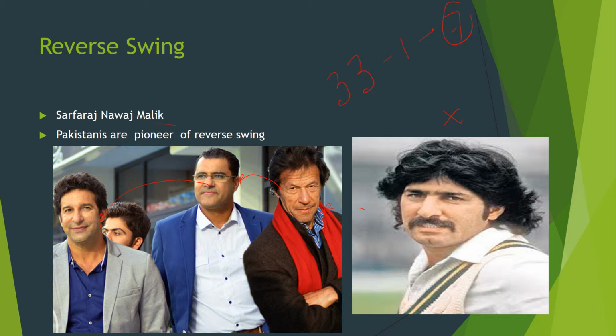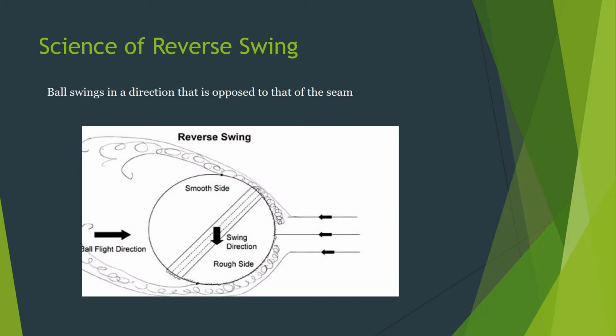Normally they did it in a cheating way, but they are the pioneers because they were the first to discover the beauty of reverse swing. What actually is reverse swing? The ball swings in a direction opposed to that of the seam. If you have a seam direction in that way, then by the normal way of thinking the ball should be an out-swinger. If you divide the components like that, the ball should be the out-swinger.